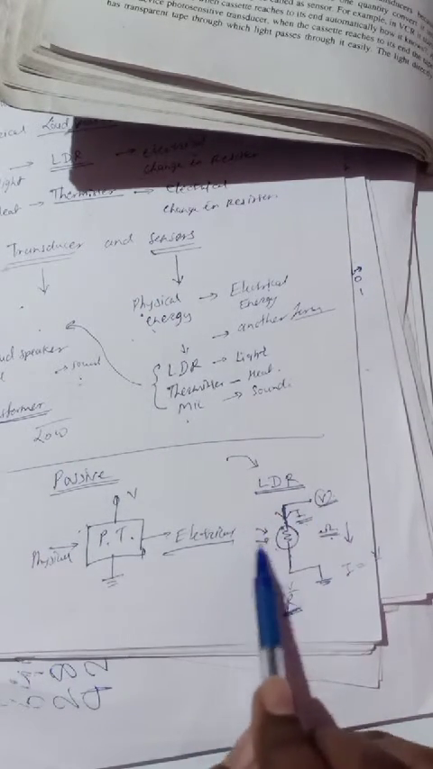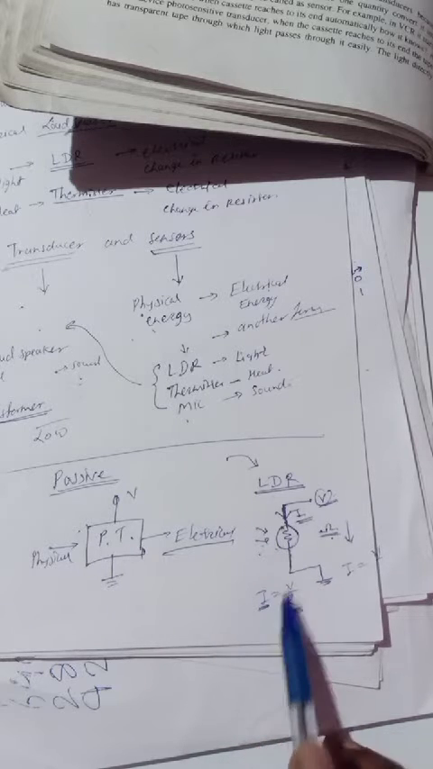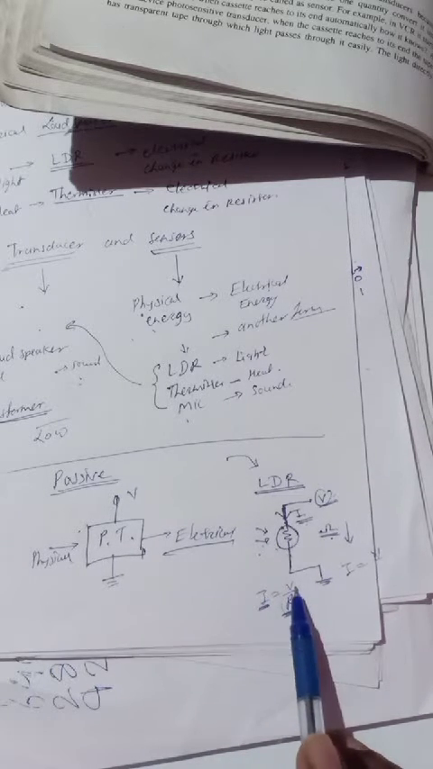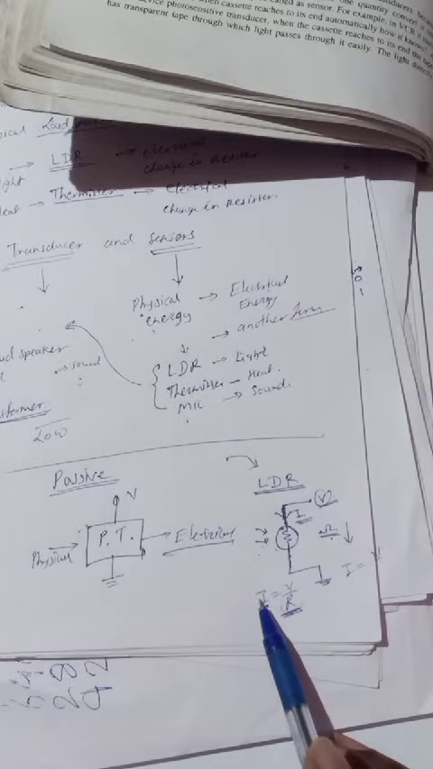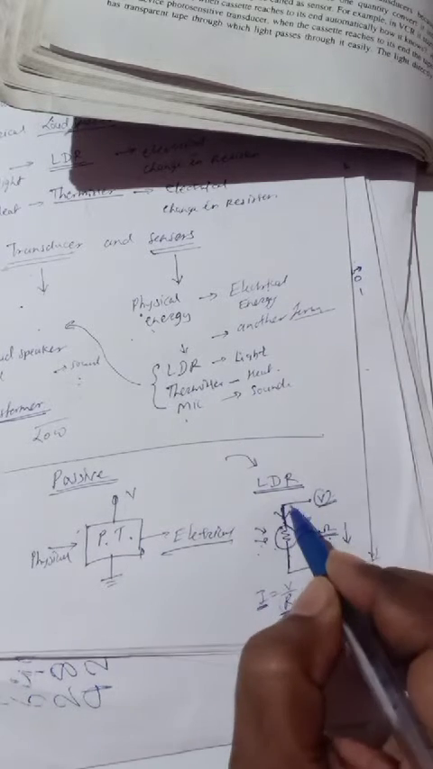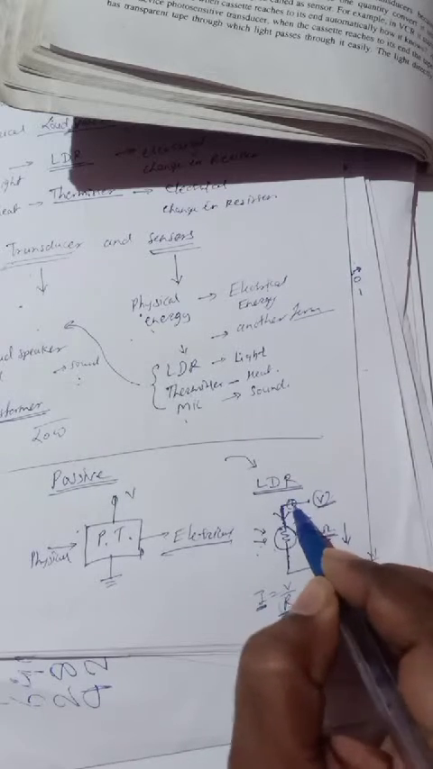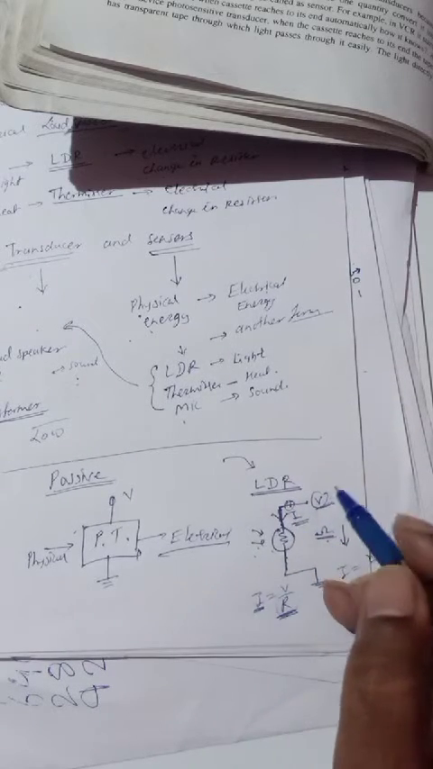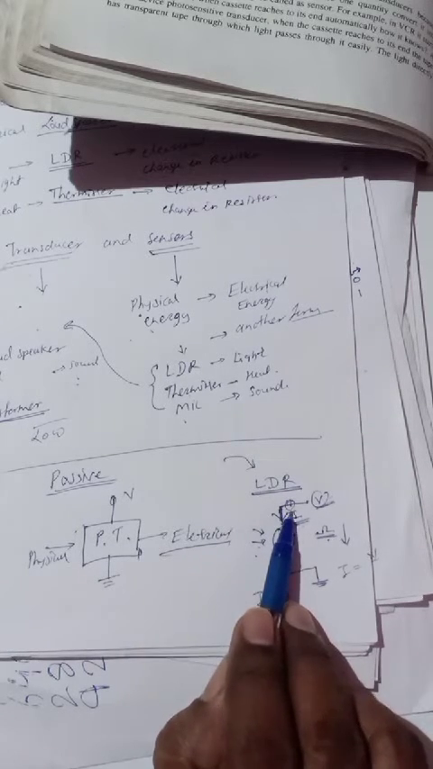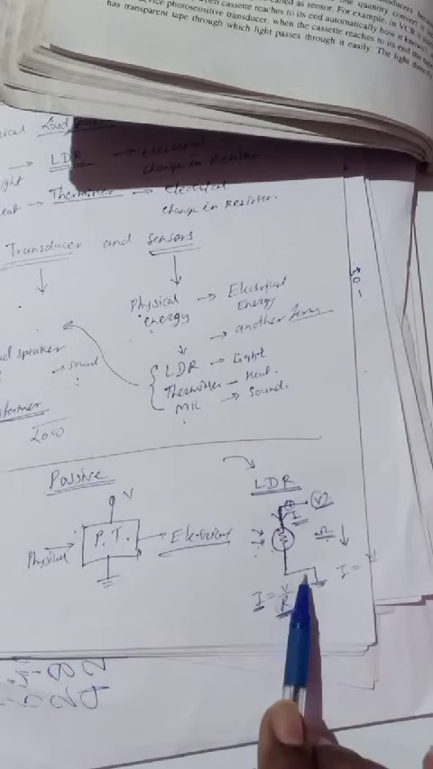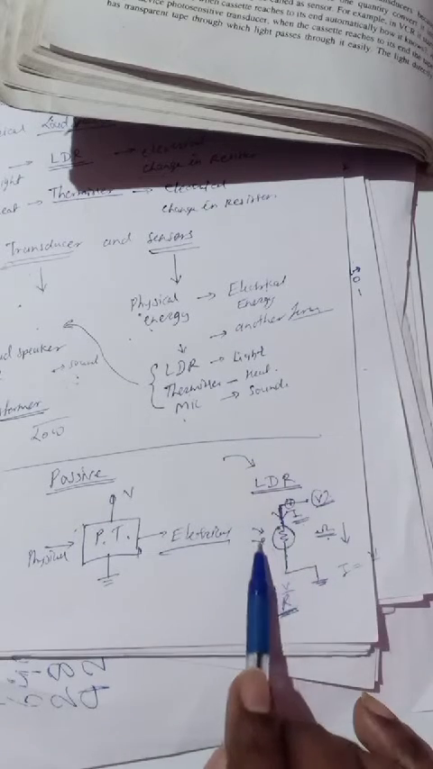As the incident light changes, the resistance value changes, and this voltage is fixed. As the resistance value changes, the current through the LDR changes. So we can measure the current by connecting a current meter here. If light changes, the current meter changes its reading. So this kind of sensor, the LDR, is a light sensor.